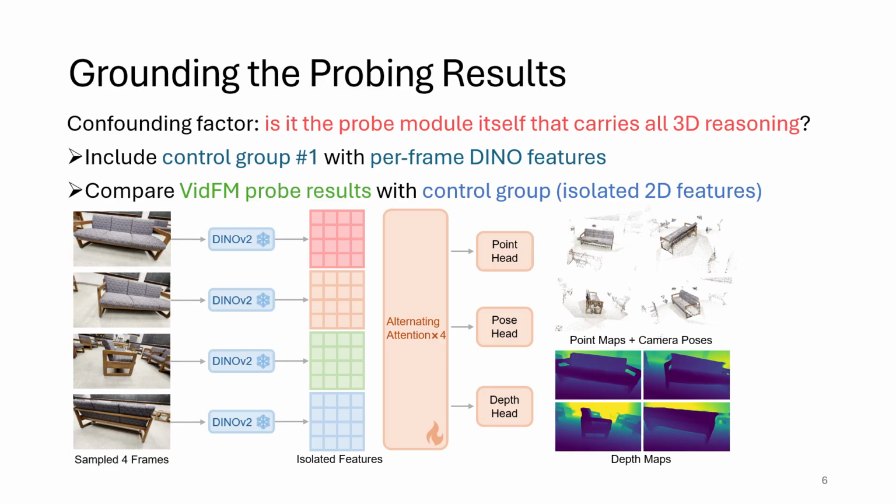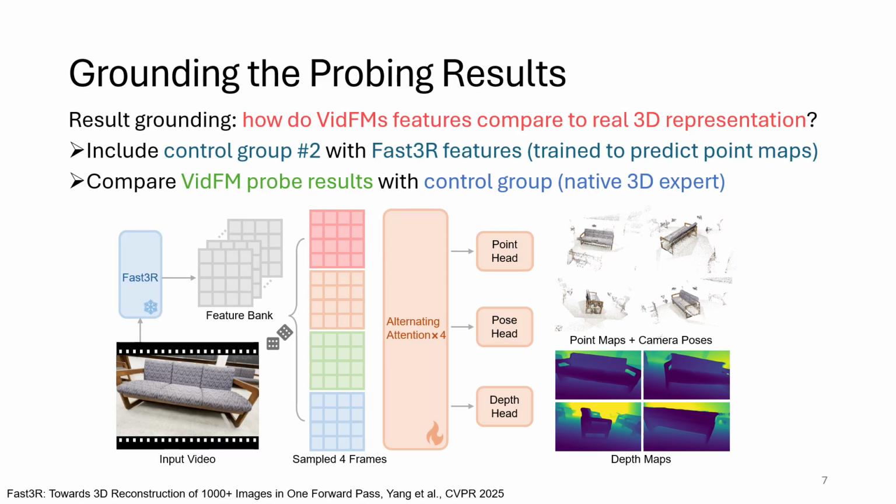Note there is one caveat here. What if the probe itself is doing all the 3D reasoning? To rule that out, we add a control group using the per frame DINO features. If the probe itself is doing all the 3D reasoning, then the 3D estimation from the video foundation model should be close to DINO. On the other hand, we use Fast3R features as the upper bound reference. It's a model explicitly trained for 3D point prediction and poses. That gives us a real 3D representation to compare against.